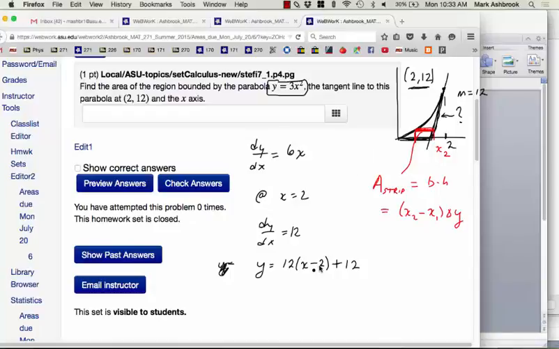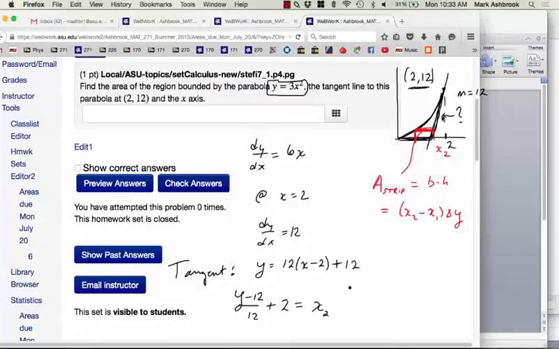But now we need x in terms of y. So that tangent line has that equation. And so solving that for x, we'd have (y minus 12) over 12. So first subtract 12, then divide by 12, then add 2. And that is what? That's our x2, right?